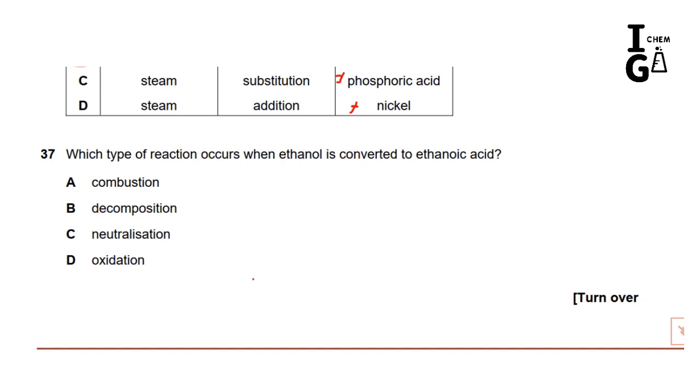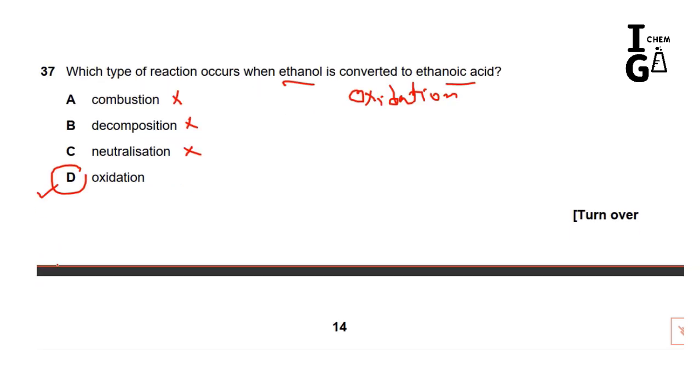37. The type of reaction that occurs when ethanol is converted to ethanoic acid. Remember guys, ethanol is an alcohol and ethanoic acid is a carboxylic acid. So this reaction is called oxidation. So this is not combustion, not decomposition, not neutralization. Actually, it's oxidation. Sorry, so this is oxidation. The correct answer is oxidation. 38.